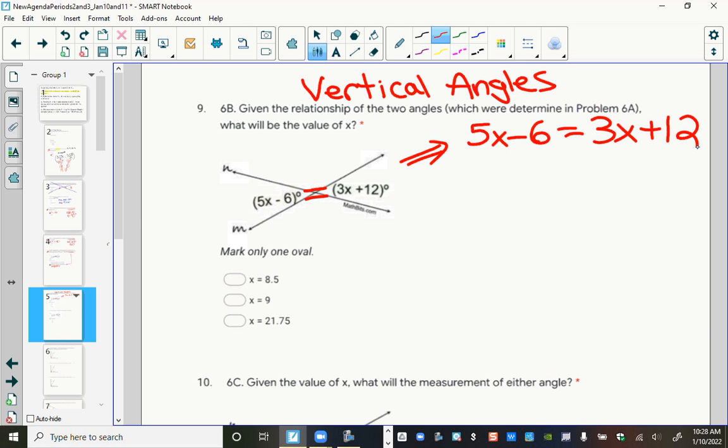Couple quick steps. Step number 1. What's our goal? Remember, we want variables on one side, non-variables on the other side. So who could tell us what would be one potential first step, real quick? What will be our first step here? Who could tell us?